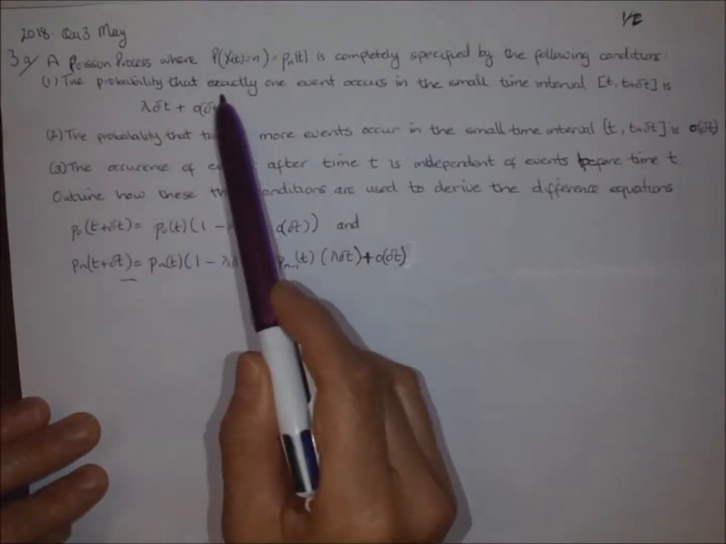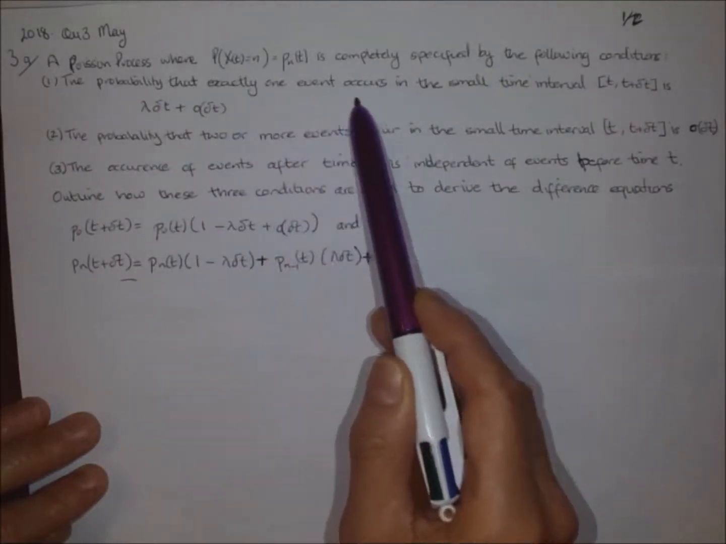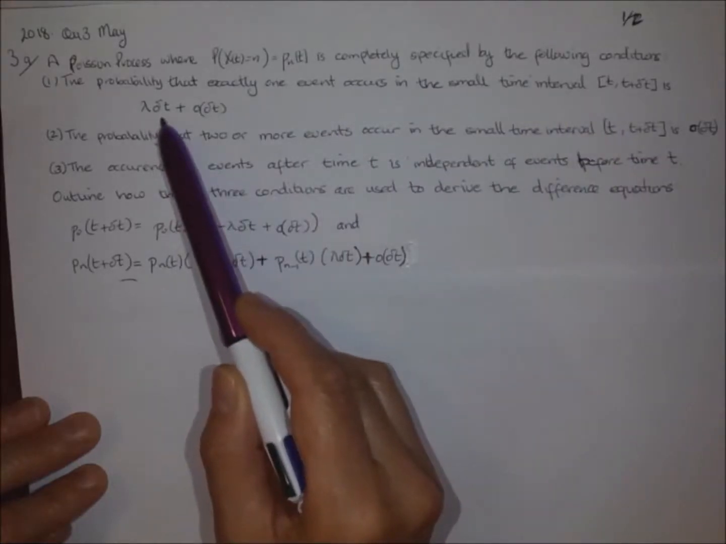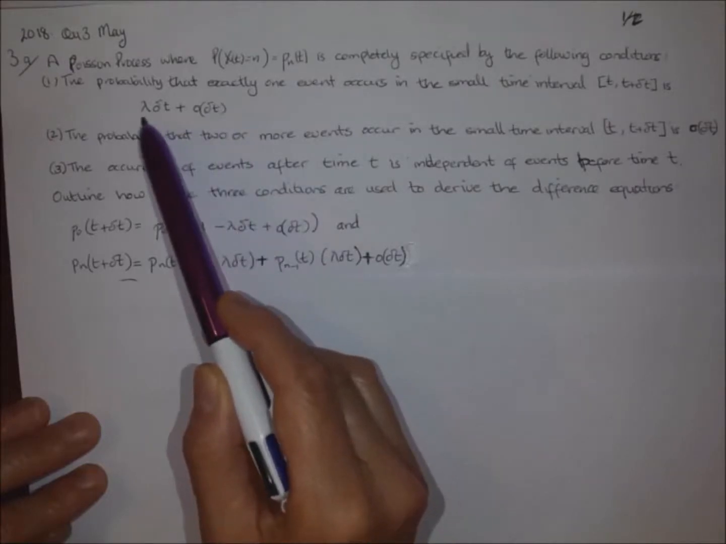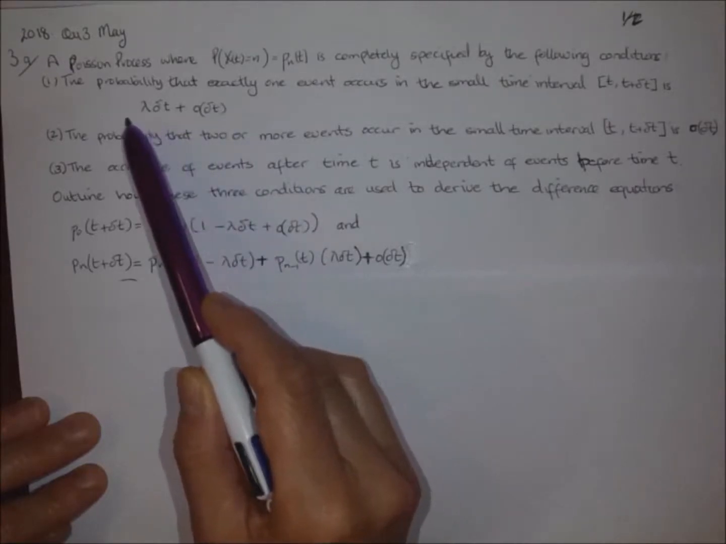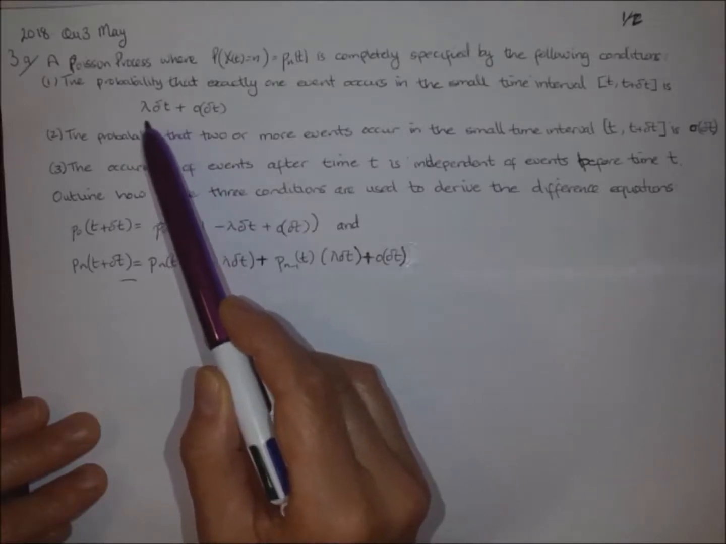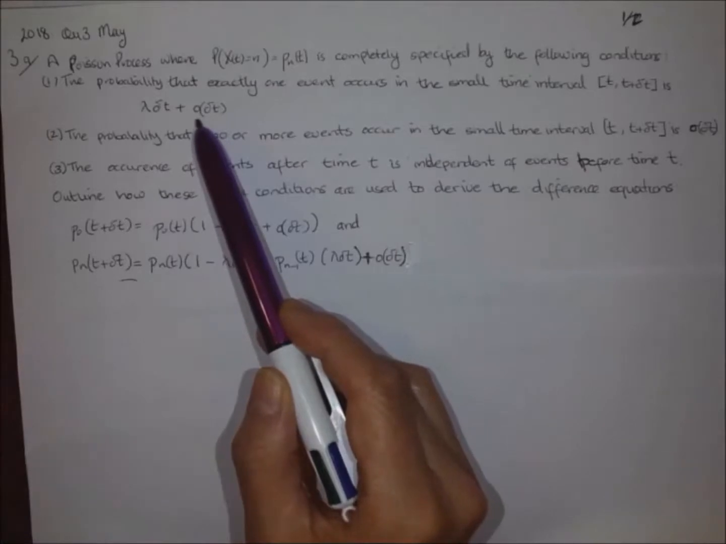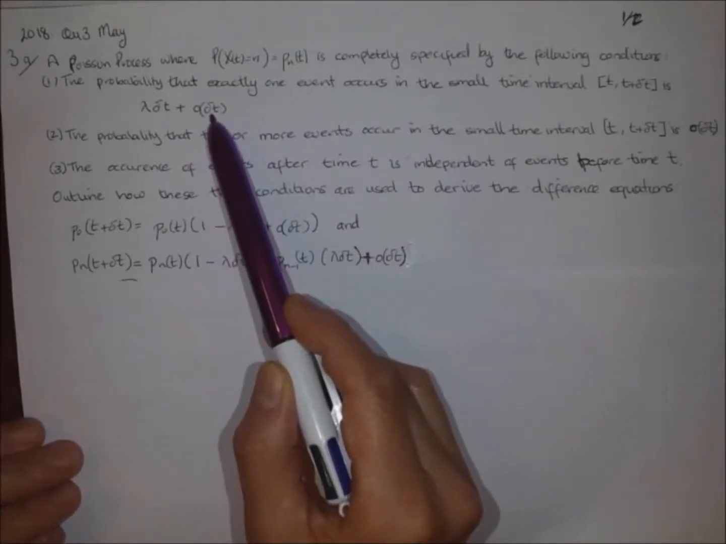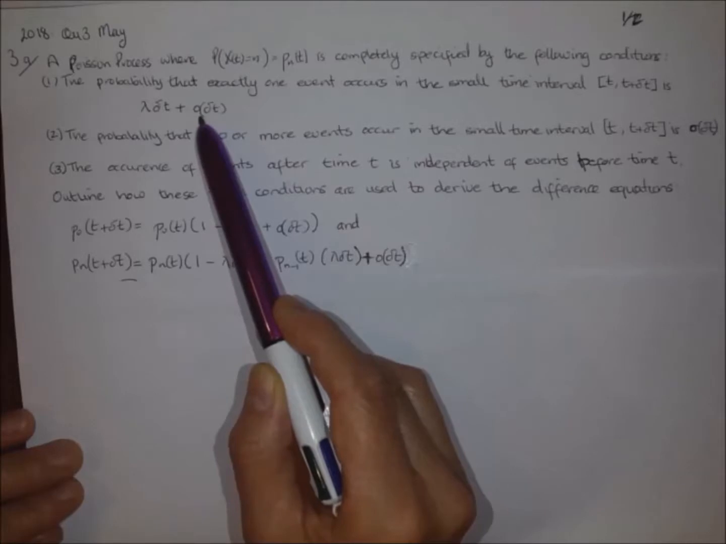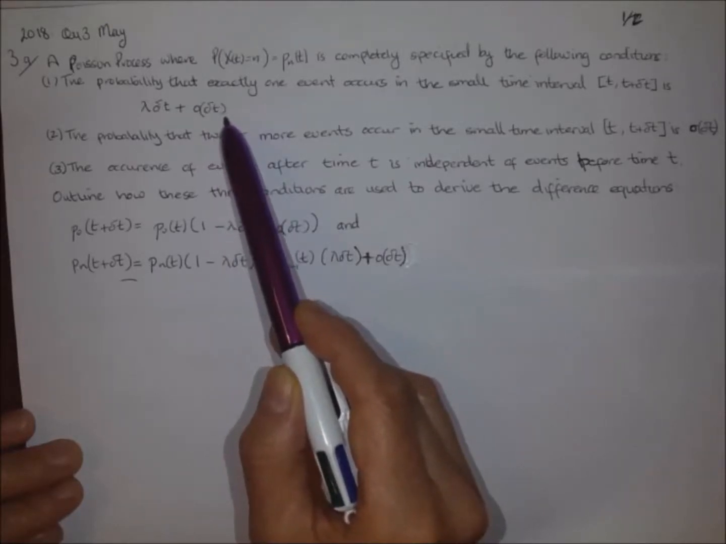1. The probability that exactly one event occurs in a small time interval t to t plus delta t is lambda delta t plus little o(delta t). Lambda is, if it was the arrivals at a queue, the arrival rate, and delta t is the time in question. Little o(delta t) is a function of delta t, where little o means a very small order of magnitude. It is so small that you can combine linear amounts of little o, so 2 little o plus 3 little o still equals just little o.